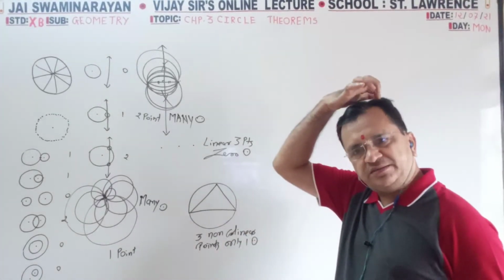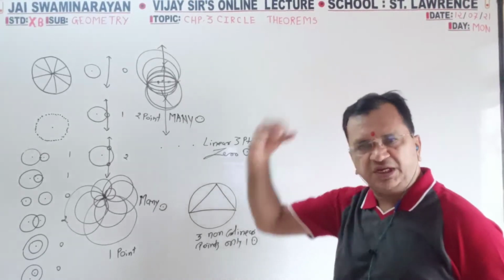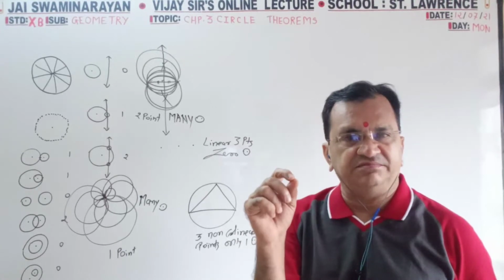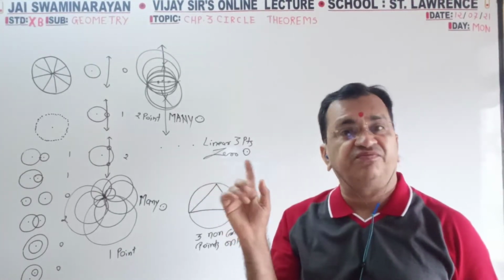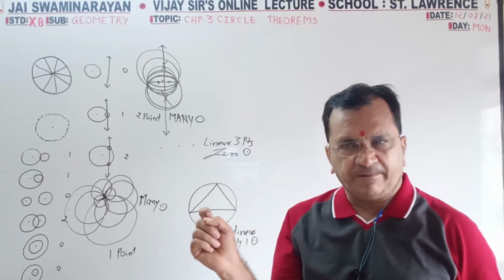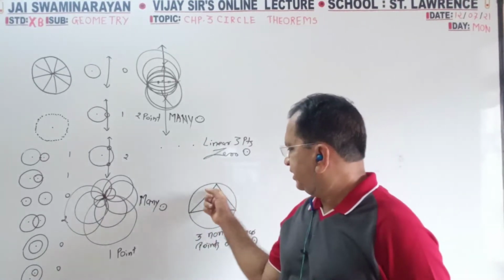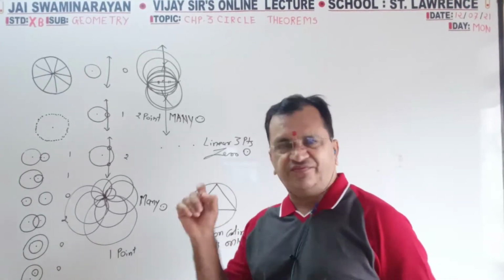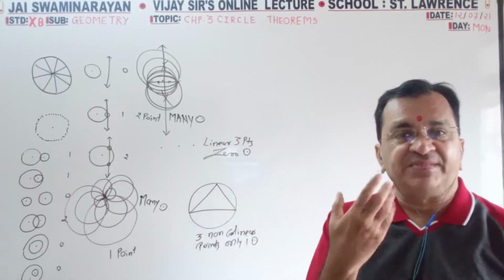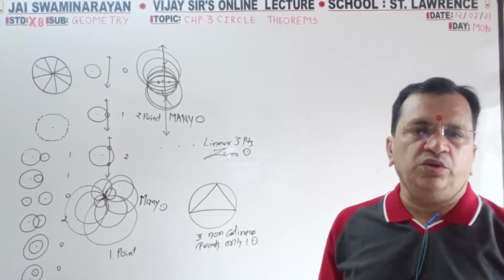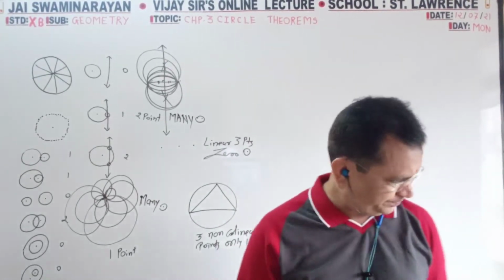From 3 points, when they are linear on the same line, no circle can pass through all 3 points. When they are non-collinear, meaning not on a straight line, it is different. At that time, only one circle can be drawn.